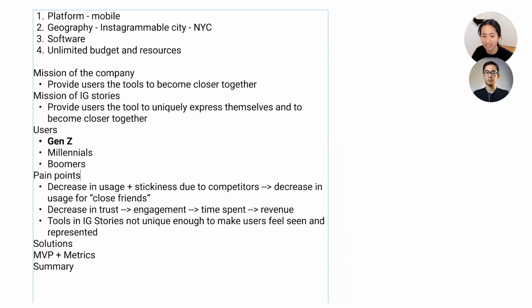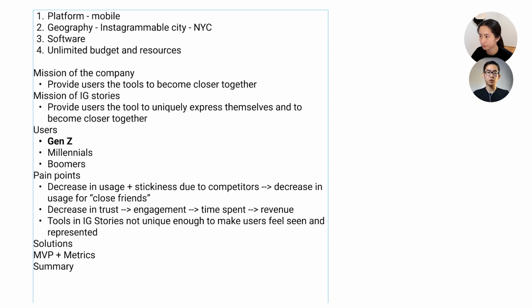We see a decrease in engagement and time spent on Instagram stories, and then looking into revenue, because I'm assuming that whenever you're viewing a story, there are ads coupled in between each story. Looking into the tools of Instagram stories that we have today, maybe they're not unique enough to make users feel seen and represented. So are these pain points valid? Do you feel that we're missing anything? Got it, this makes sense.